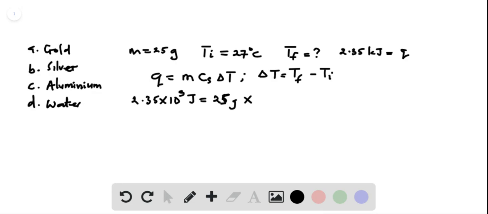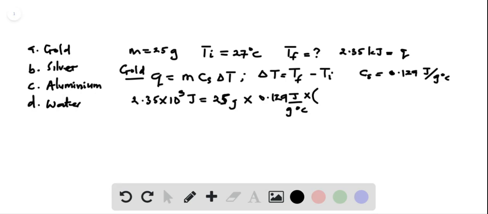so now we can choose. So let's start with gold. We are dealing with gold in this case. The specific heat capacity of gold is, let's see, 0.129 joules per gram per degree Celsius. So this is multiplied by 0.129 joules per gram degree Celsius, multiplied by the change in temperature, which will be T final, and that is what we are looking for, minus the T initial, 27 degrees Celsius.